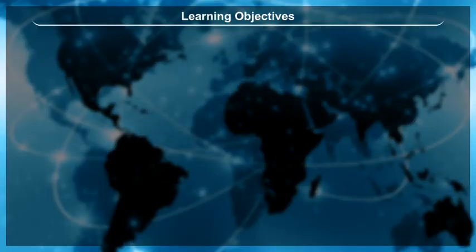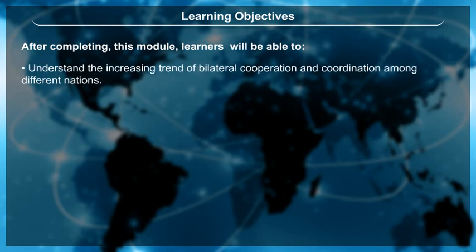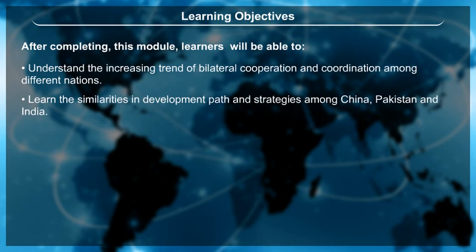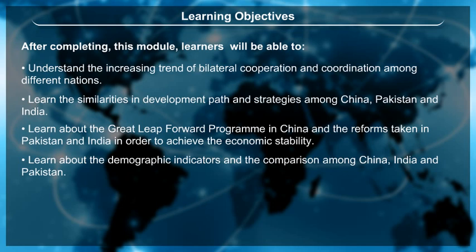Learning objectives. After completing this module, learners will be able to understand the increasing trend of bilateral cooperation and coordination among different nations. Learn the similarities in development path and strategies among China, Pakistan, and India. Learn about the Great Leap Forward program in China and the reforms taken in Pakistan and India in order to achieve economic stability. Learn about the demographic indicators and the comparison among China, India, and Pakistan.